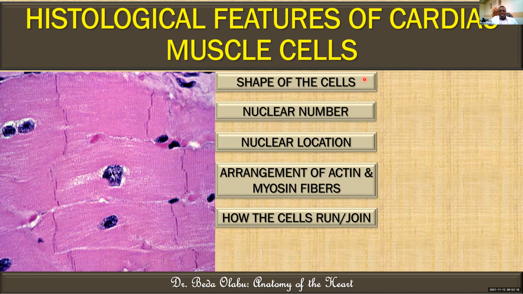The first one is the shape of the cells. For cardiac muscle, the cardiac muscle cells are short, as you can see, from there to there, from there to there. This is especially to distinguish them from skeletal muscles, which are usually elongated.